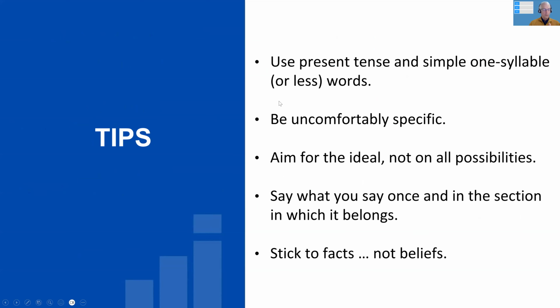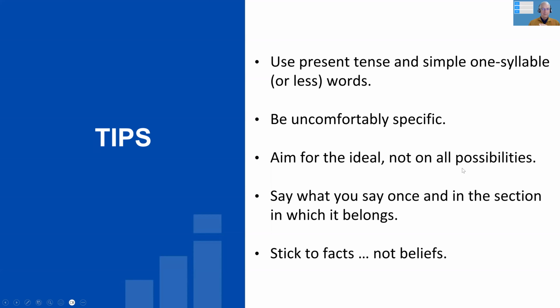Some tips that we've trained IVOA with that we teach in the class. Keep it simple. Use present tense and simple one-syllable words. Just say it with no words if you can. If you do use words, make them simple, everyday, understandable. Be uncomfortably specific. You could be more specific than you would normally be, and then be more general if you feel you want to back it up.